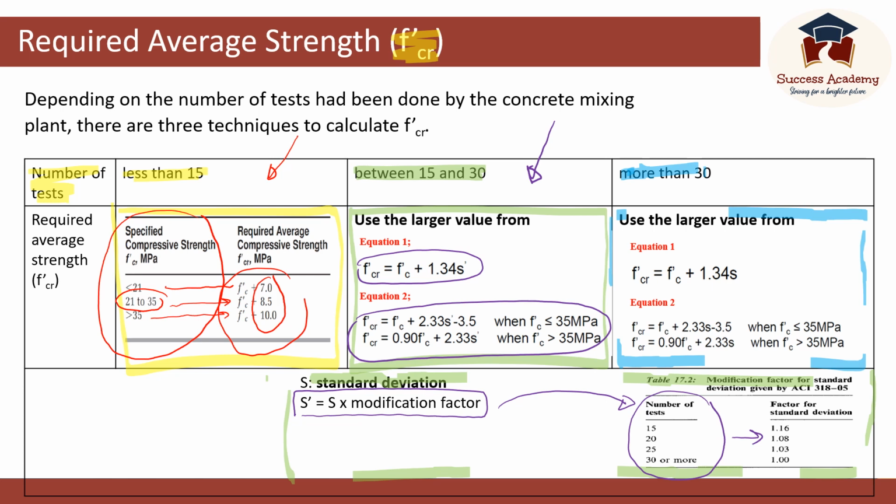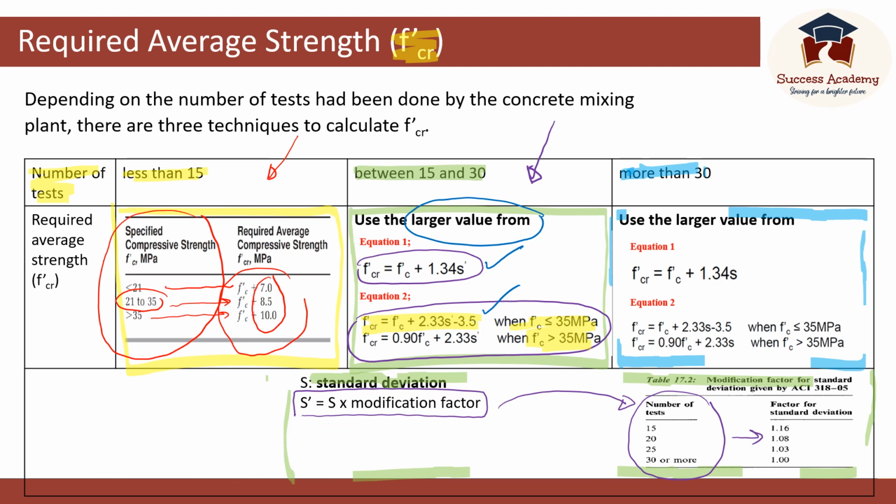And the second set of equations, as you see here, depending on the specified compressive strength, you need to select the right equation. For example, if your specified compressive strength is less than or equal to 35 megapascals, you can use this top equation and you can substitute the values and you can find f'cr. After you find the value for f'cr using both the equations here, this one and this one, you consider the larger value and that will be your required average strength.